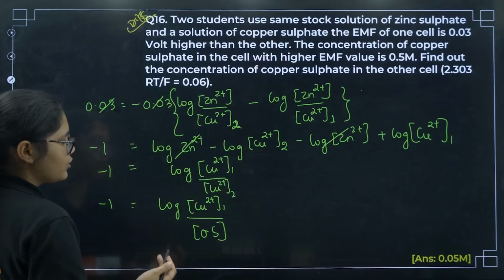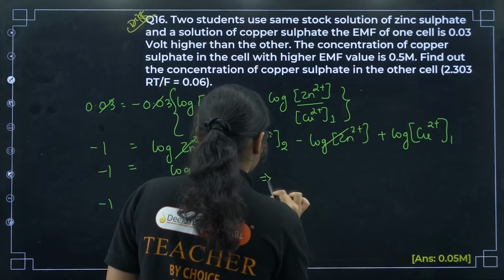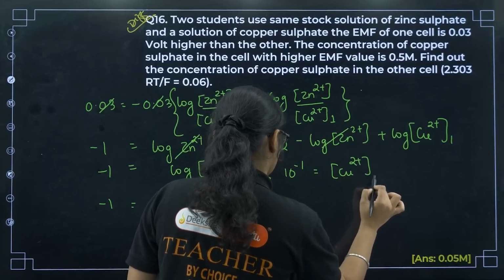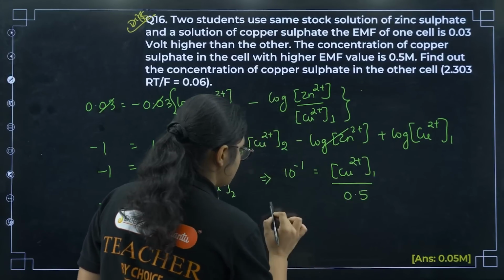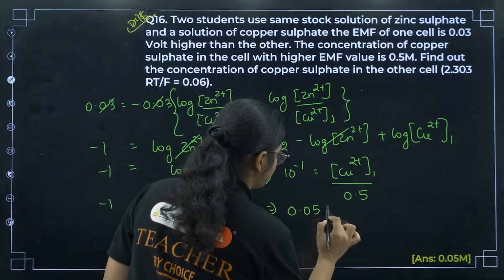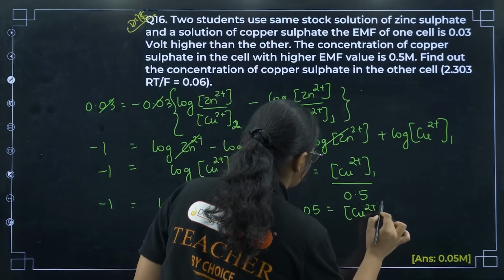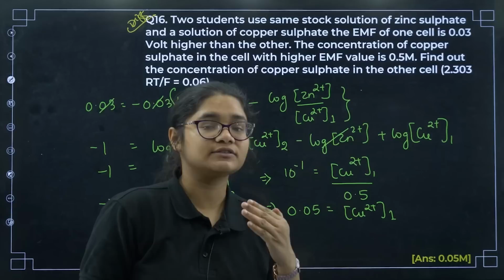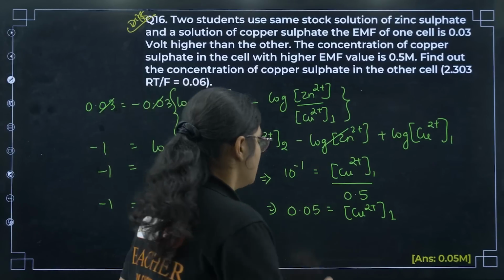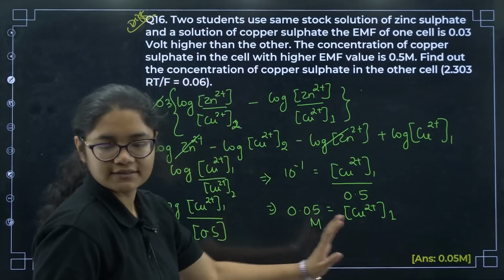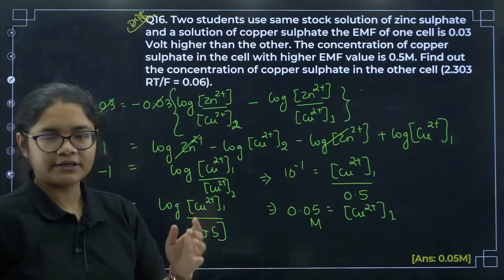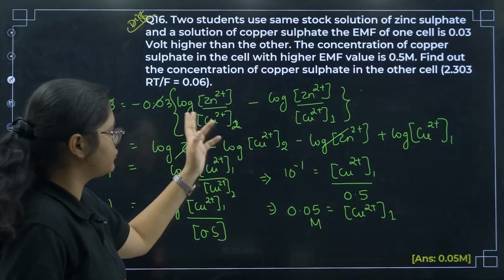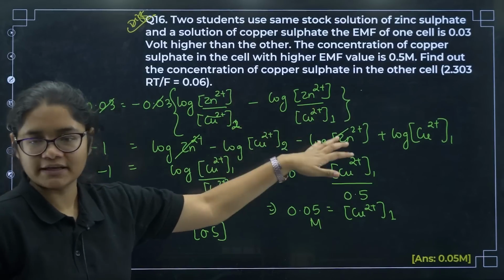Okay, taking antilog on both sides, it will become 10 to the power of minus 1 is equal to Cu2+ 1 by 0.5. Multiply this one, I'll get 0.05 is equal to Cu2+ 1. So the concentration of copper in the cell in which the EMF was lower was 0.05 molar. Okay, that is the answer. I have given each and every step. You can skip certain steps, that will also be fine. You don't have to show each and every step as I have done.